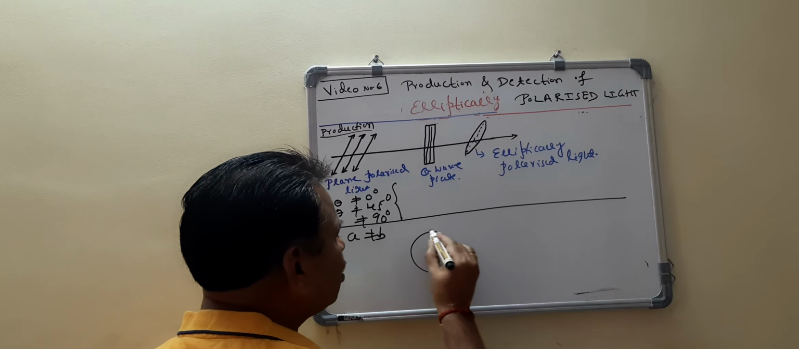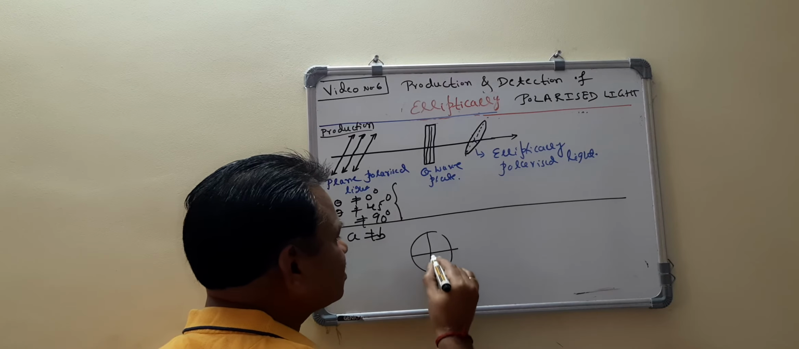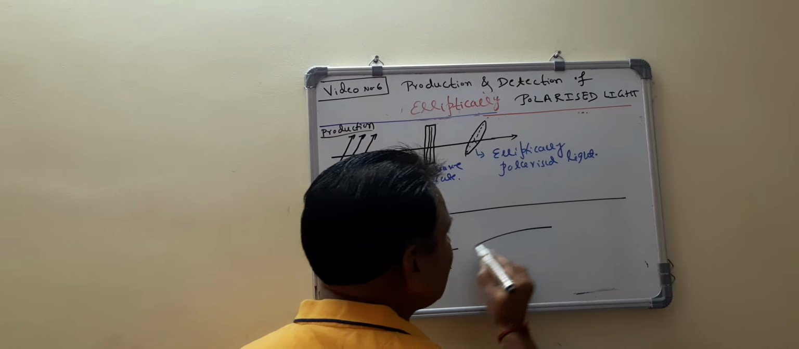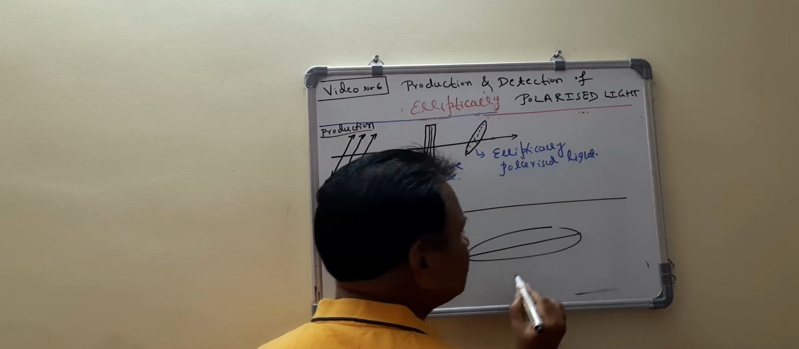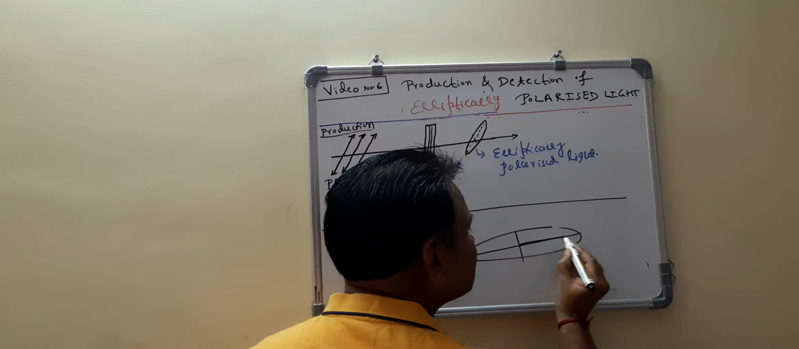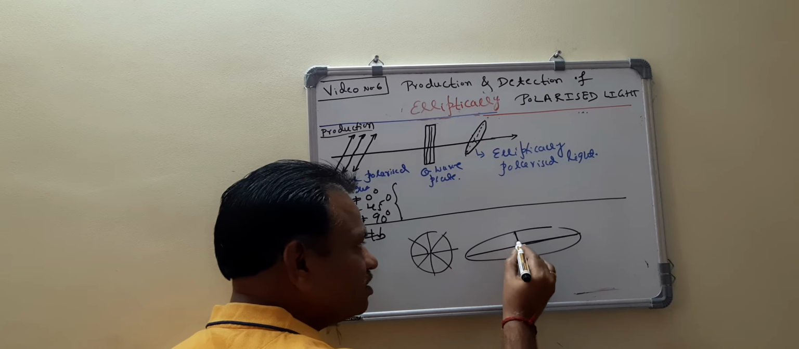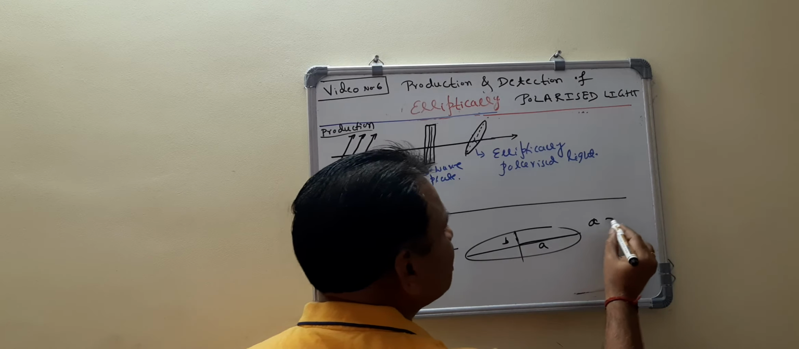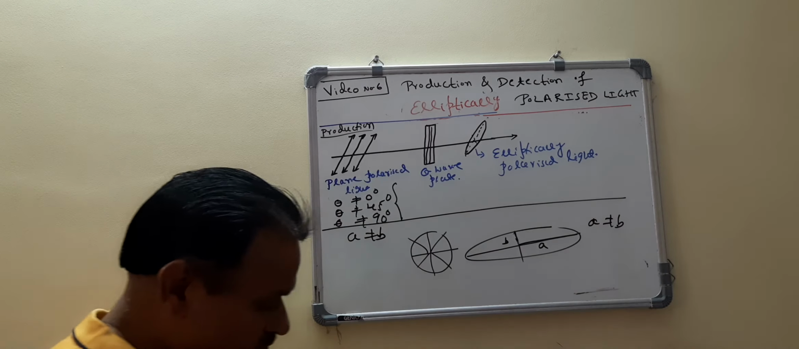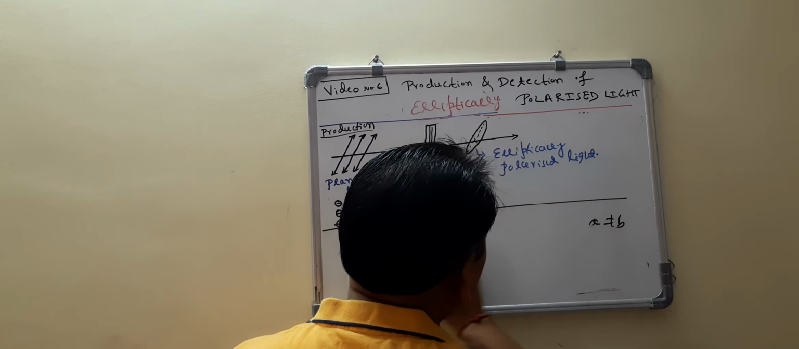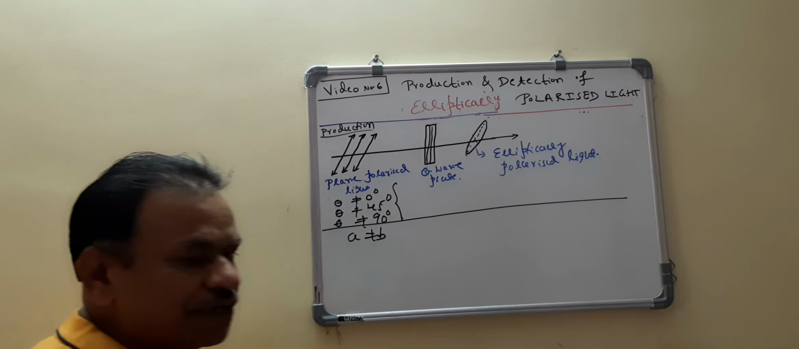Because in the circle, what happens? The radius, the amplitude, is the same. But in the ellipse, you know that this is the semi-major axis and this is the semi-minor axis. This A and B are not at all equal here. This is how elliptically polarized light is produced here.